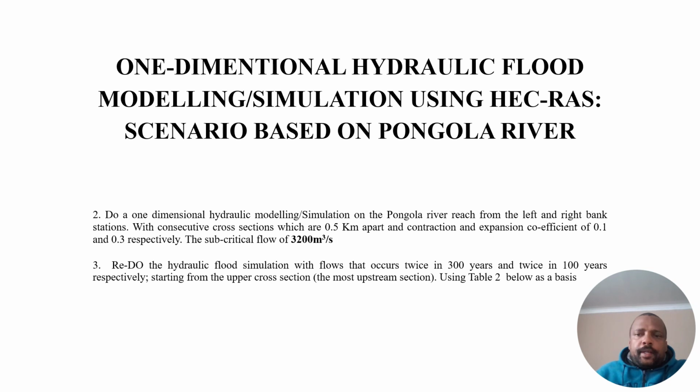Then the scope of work that I'm going to present the results on will be the following. I'm going to do a one-dimensional hydraulic modeling simulation on the Pongola River Ridge from the left and right bank stations with consecutive cross sections which are 0.5 kilometer apart and contraction and expansion coefficients being 0.1 and 0.3 respectively. And the subcritical flow that I'm going to use will be 3,200 meter cubed per second.